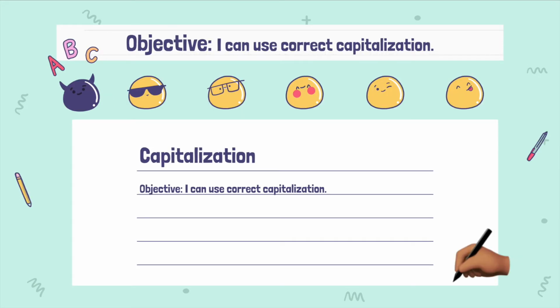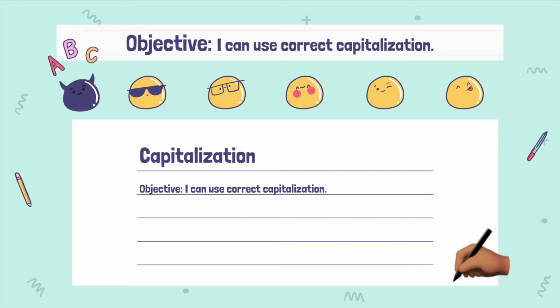Make sure you turn to a new clean page and write capitalization as your topic, and right underneath you're going to write down the objective. I can use correct capitalization. Go ahead and say it out loud one more time. I can use correct capitalization. And why don't you turn and talk to your talking buddy? Discuss what today's objective is. That I can use correct capitalization.